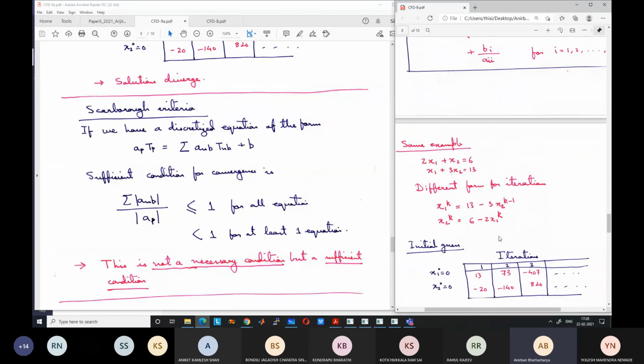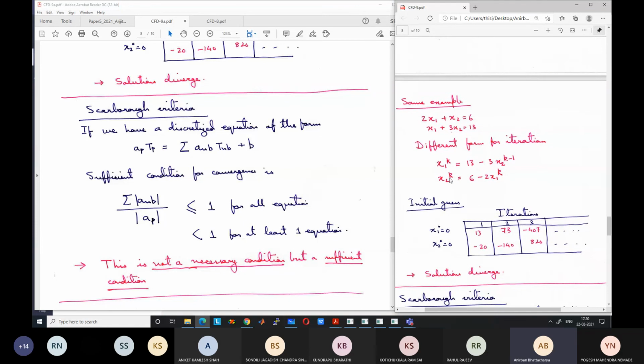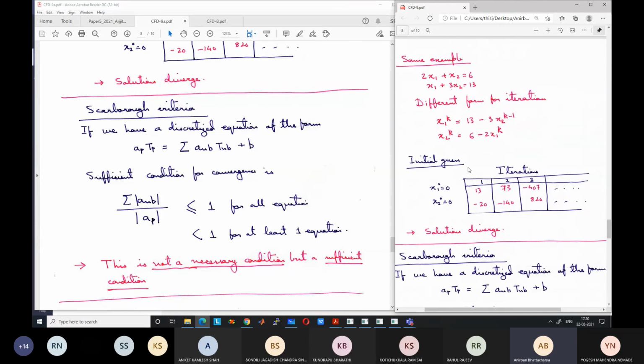Okay. Let us take a look at this equation, the equation that has diverged. Let us take a look at the coefficients. For the first equation, so we have two equations. For both equations, this condition needs to be satisfied, and for at least one equation, this condition is satisfied or not, we will check.